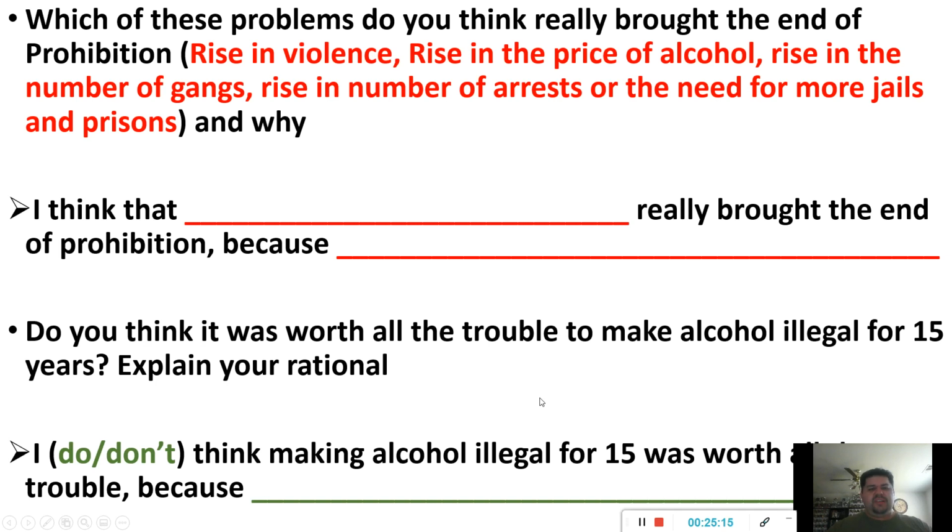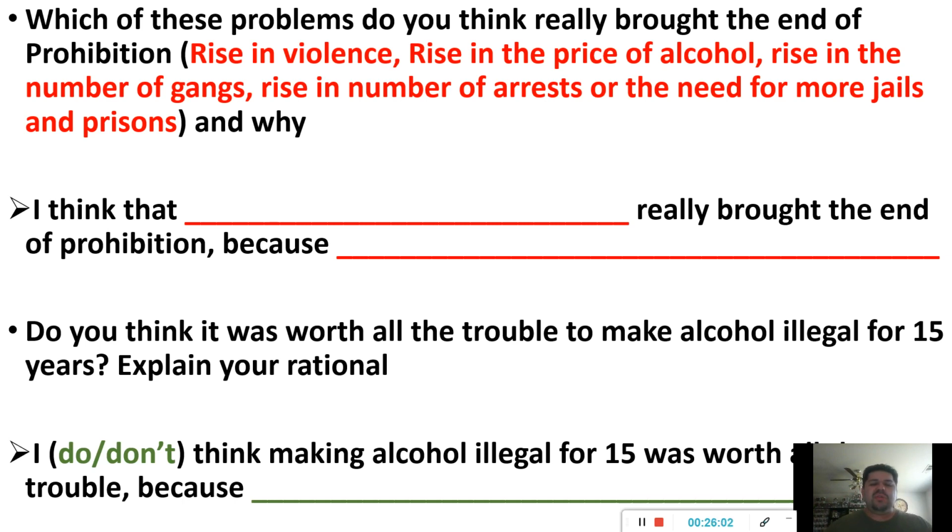Okay, so I think there's a question. Yes, it is right at the very end. There's actually two questions here. Which of these problems do you think really brought the end of prohibition? Do you think it was the rise of violence, the rise in the alcohol price? You know, people were like, "Hey, that's way too much." Do you think it was the rise in gangs? Do you think it was the rise in number of arrests made, or now we have to make more prisons, things like that? Geez, we have to put more money into that type of system. Which one do you think was the one thing that really brought the needle over to people saying, you know, this is not a good idea? Okay, and explain your reasoning.